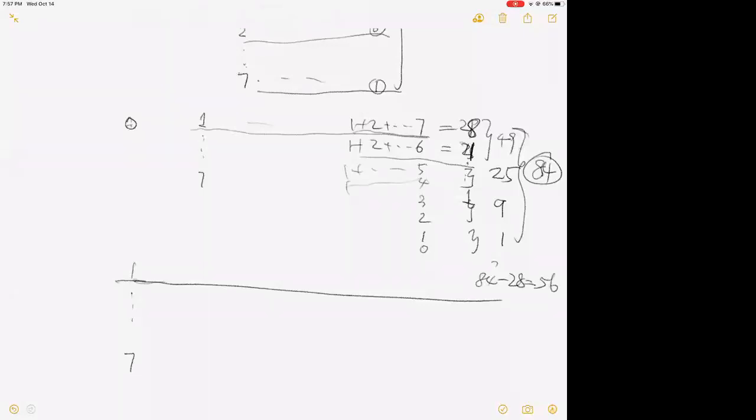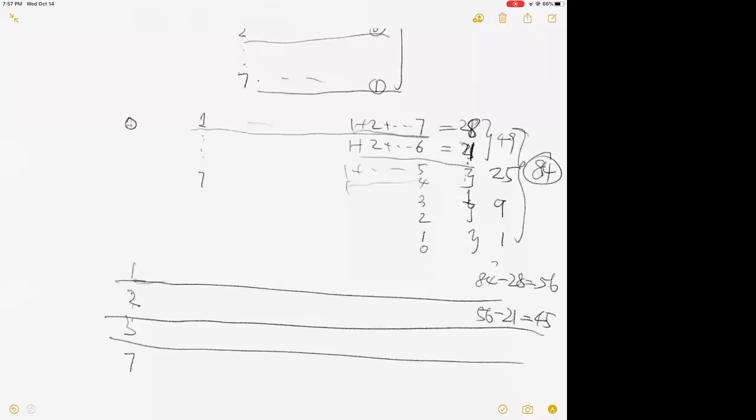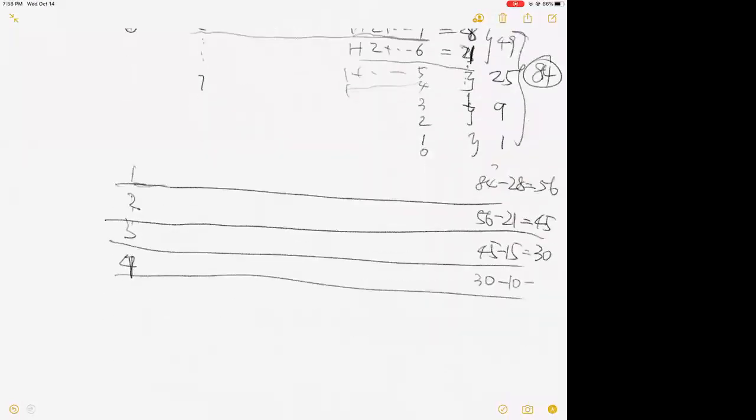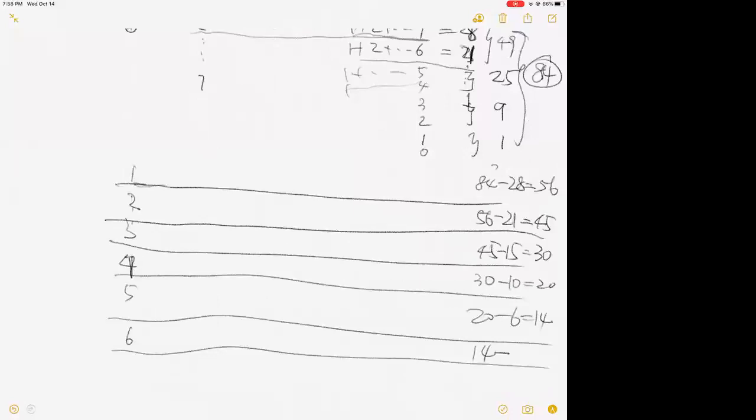And then for 2, you have 56 minus 21, which is 45. And then for 3, it's 45 minus 15, which is 30. For 4, you have 30 minus 10, which is 20. For 5, you have 20 minus 6, which is 14. For 6, you have 14 minus 3, which is 11.